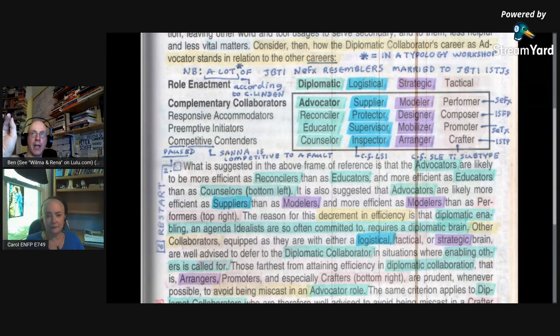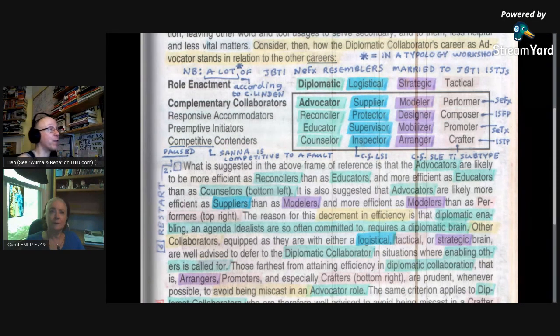What he should have written there is diplomatic collaborator, because he's talking about the type. We have to be very careful when we're talking about the type and when we're talking about the role. When he says advocators there, what he really means is the type, and the type being diplomatic collaborator. It's just that the diplomatic collaborator, aka ENFP, is predisposed to the role of advocator, just like INTP is predisposed to the role of analyst or designer. It doesn't mean that they have to be that.